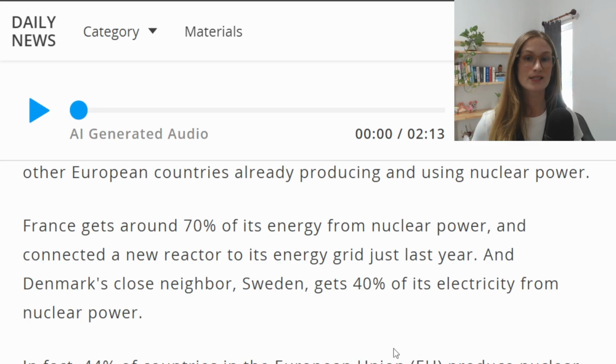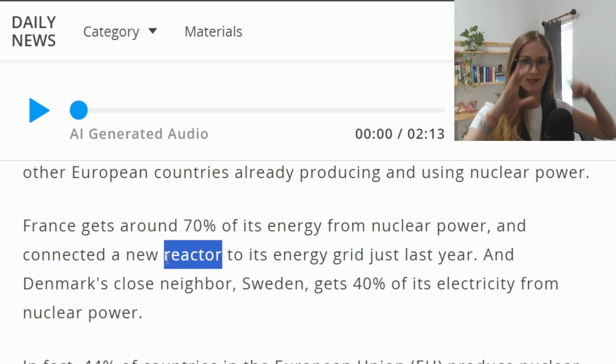France gets around 70% of its energy from nuclear power and connected a new reactor to its energy grid just last year. And Denmark's close neighbour Sweden gets 40% of its electricity from nuclear power. Now, connected a new reactor. Reactor is what I explained. It's where this chemical reaction happens.